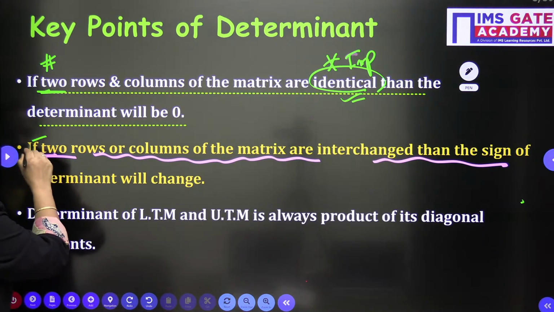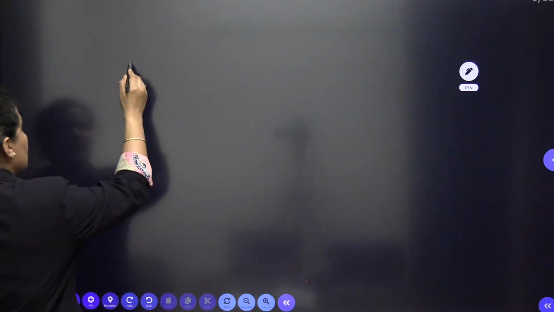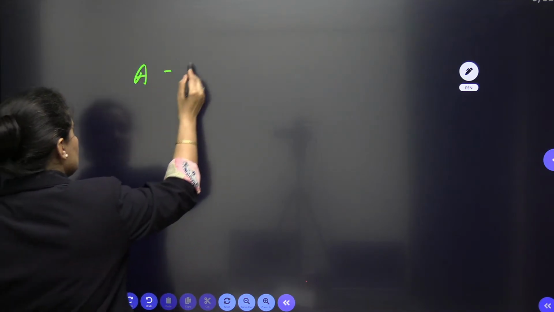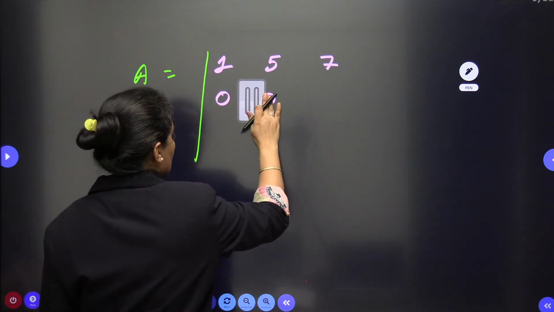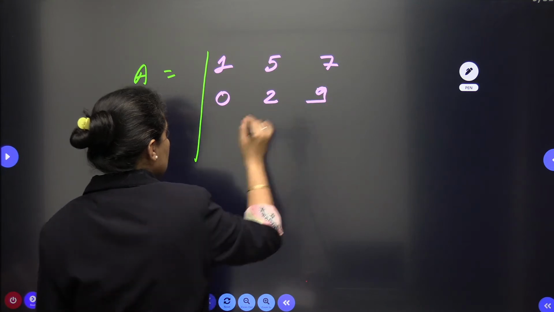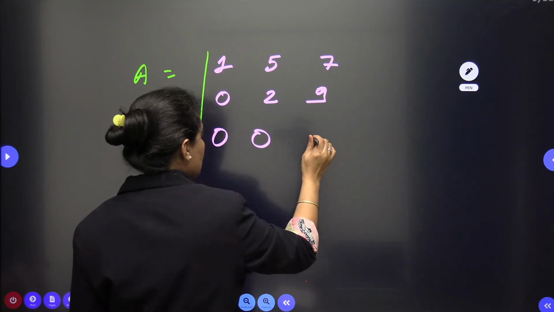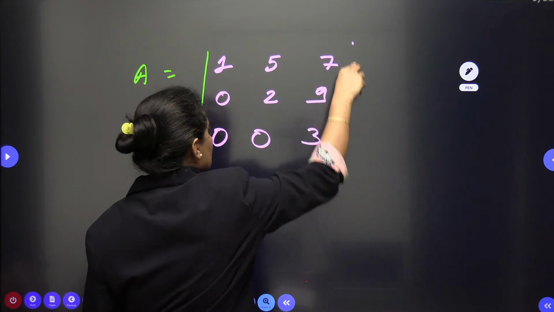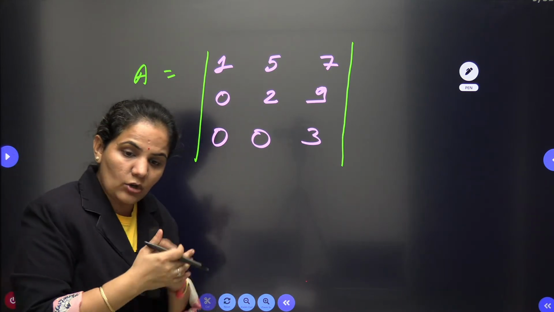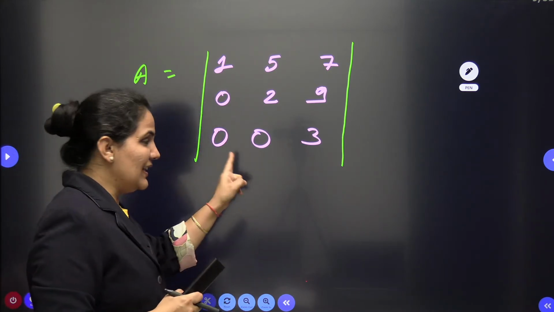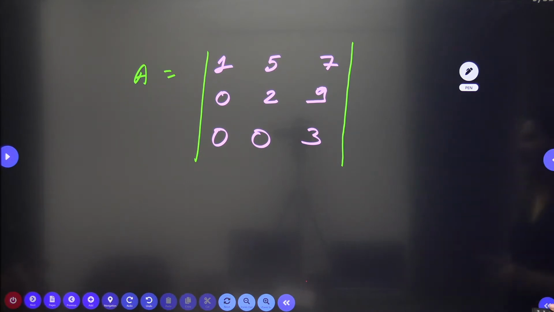Clear? Now the next property is the determinant of a lower triangular and upper triangular matrix. Let me write down one example. Suppose I am having a matrix which is 1 5 7, 0 2 9, 0 0 and 3. Suppose this is my matrix. I can see that this is a triangular matrix. Now which triangular? Either it is a lower triangular or upper triangular. Bachcho, will you tell me whether it is a lower triangular matrix or an upper triangular matrix?